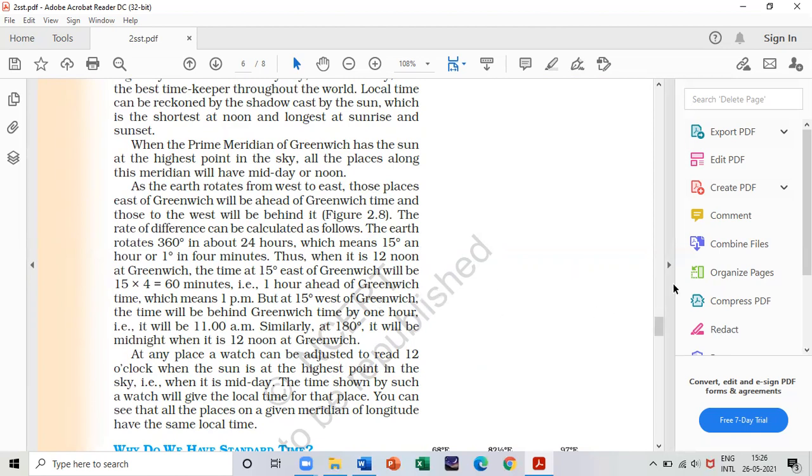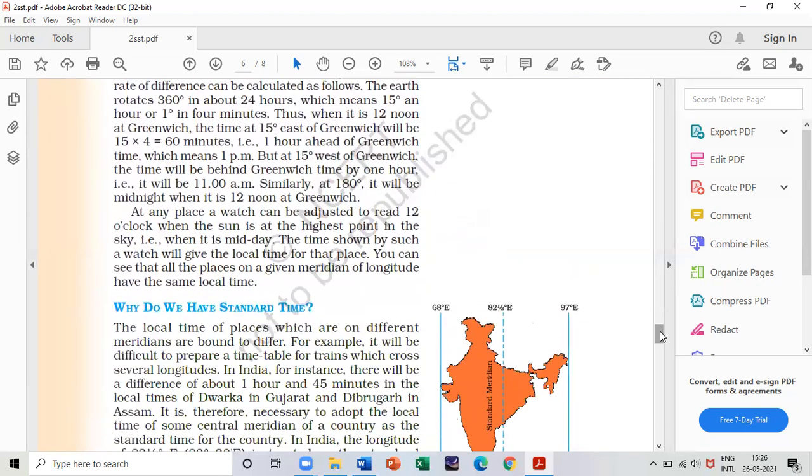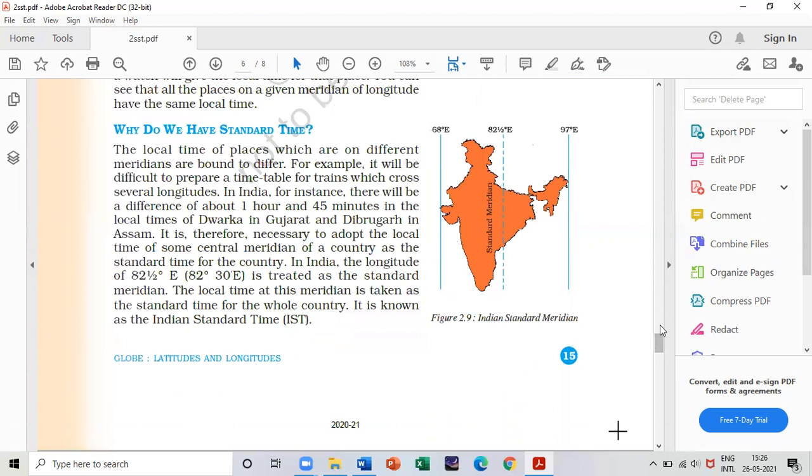And next we have the standard time. Why do we need the standard time? The local times of places which are on different meridians are bound to differ. For example, it would be difficult to prepare a timetable for trains which cross several longitudes in India. So it's also very important to know why we need a standard time. Please read it carefully. You will get 2 marks questions from these sections.